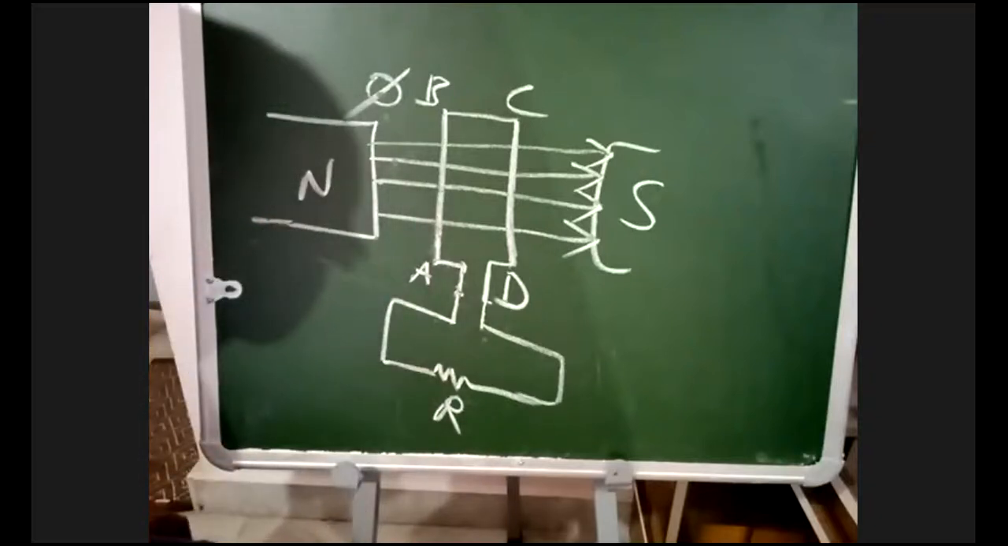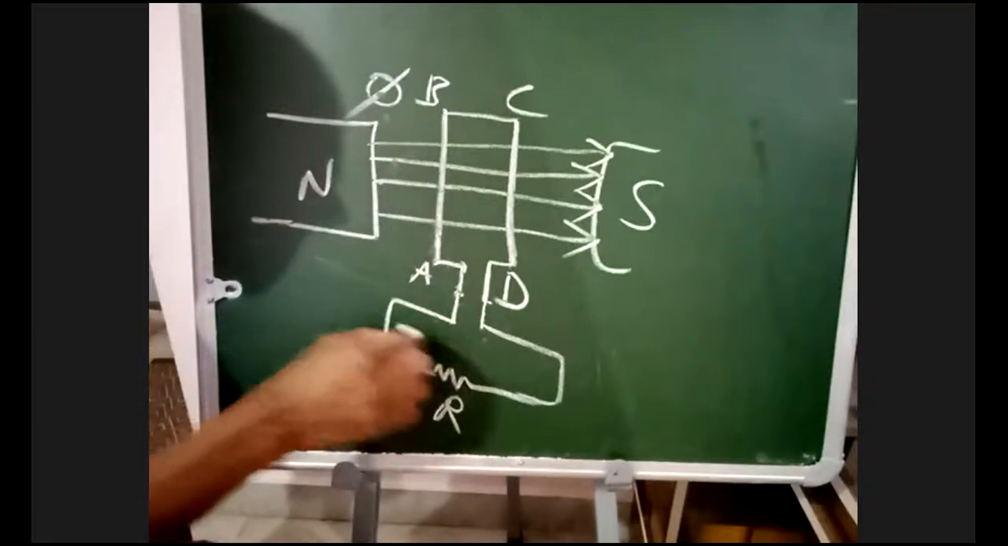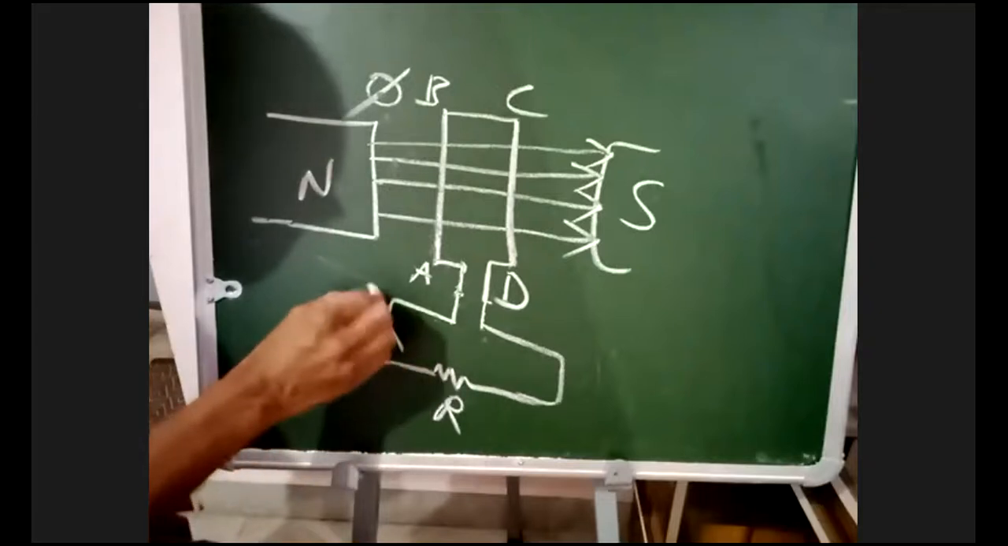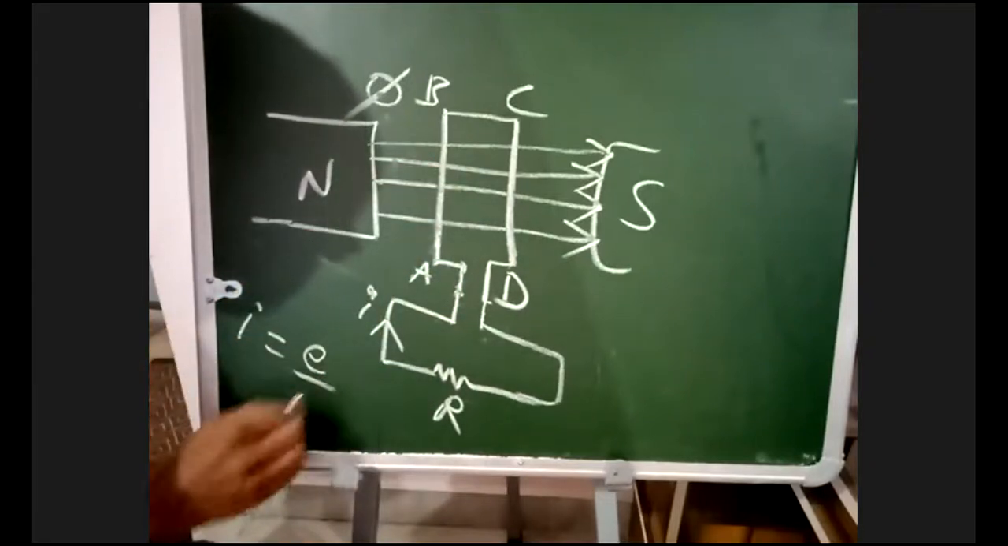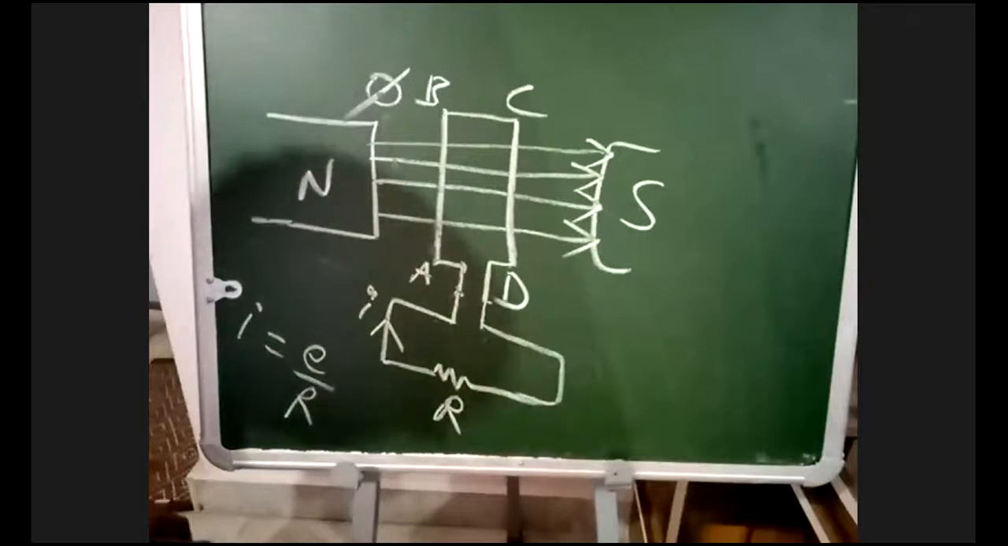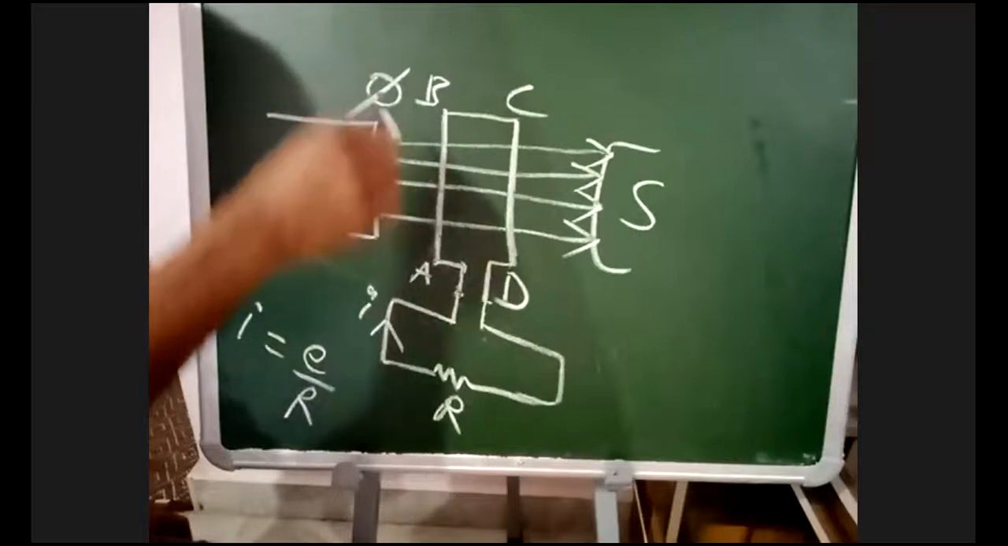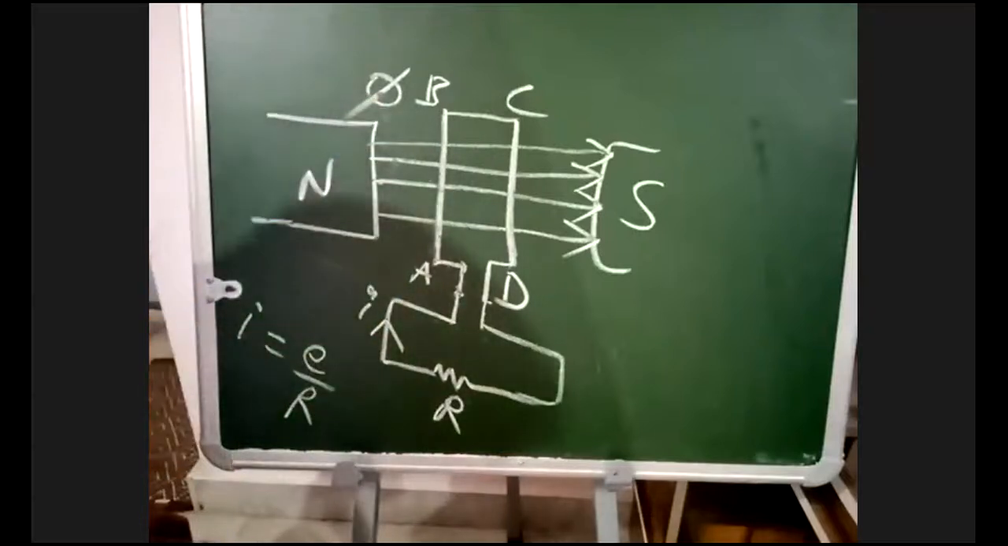Then current will flow in this coil. What is that current? I is equal to E by R, voltage by resistance, I is equal to V by R. In this way, we are converting the magnetic field into electric current. This is the principle in the DC generator.